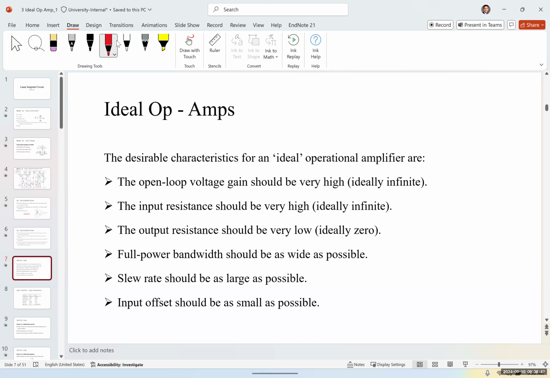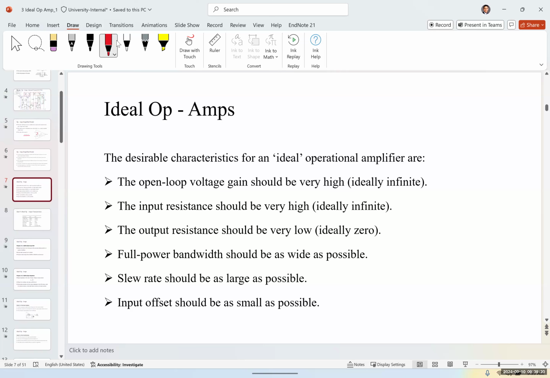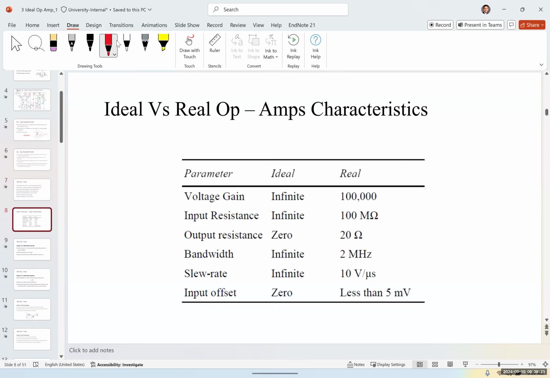So the desirable characteristics of an ideal operational amplifier are: 1, the open loop voltage gain should be very high, ideally infinite. We already spoke about this. This is a quick review of the table. Do you remember we had a table comparing ideal op amp with the practical op amp? The input resistance should be very high, ideally infinite. The output resistance should be very low, ideally 0. Full power bandwidth should be as wide as possible. Slew rate should be as large as possible, and input offset should be as small as possible.